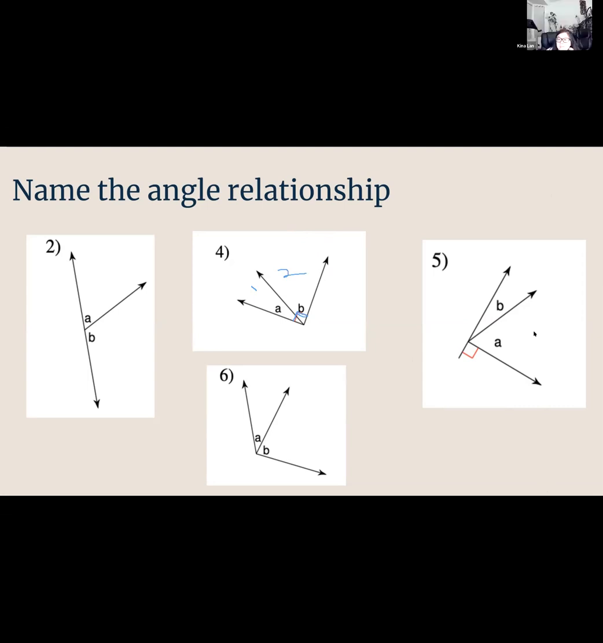Okay, number 5, for A and B would also be complementary angles because this side is 90 degrees, so that means these two sides also have to be 90 degrees since the line adds up to 180 degrees. So for number 6, you can see that they're neither supplementary angles nor complementary angles, but they're still side by side, and they share a common line, so that means they're adjacent angles.